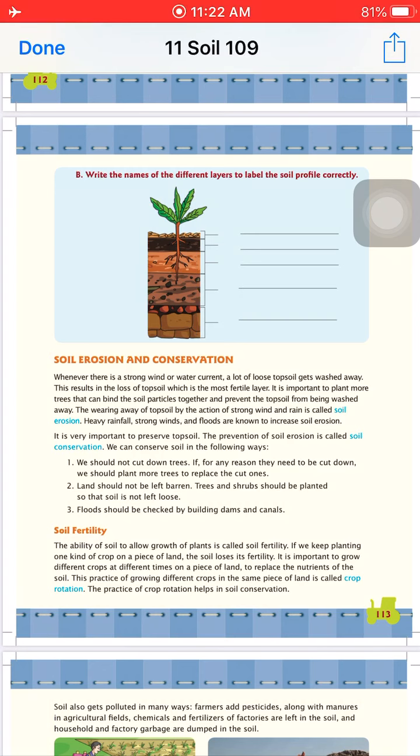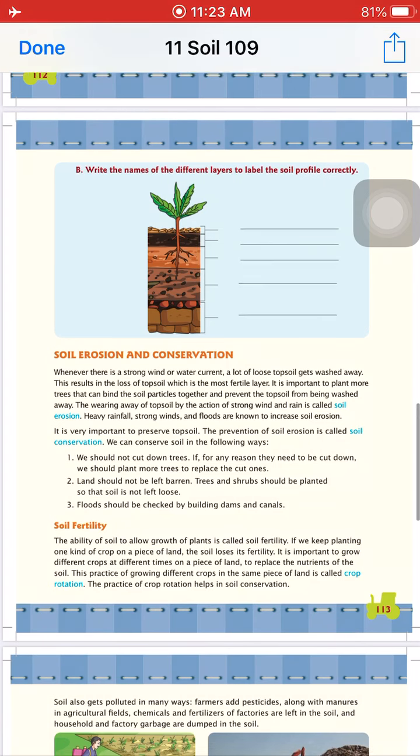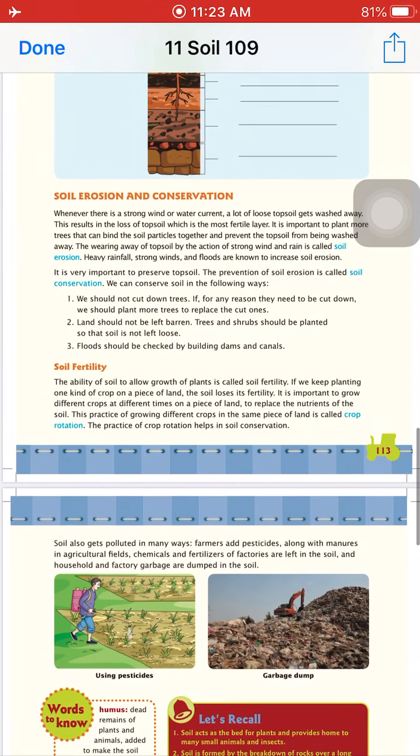Third one is, floods should be checked by building dams and canals. We get to know about floods beforehand, that a flood is going to come. So we have to control the conditions of floods with dams and canals also, by providing them a good building structure. Next is soil fertility.